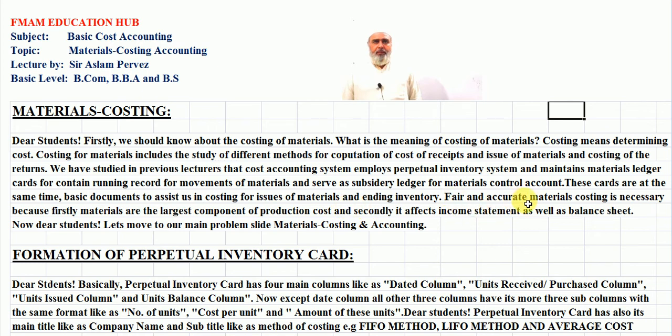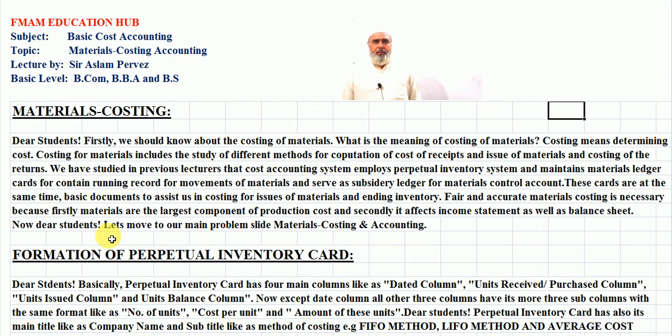Fair and accurate materials costing is necessary because, firstly, materials are the largest common component of production cost, and secondly, it affects the income statement as well as the balance sheet. Students, this is the explanation about material costing.